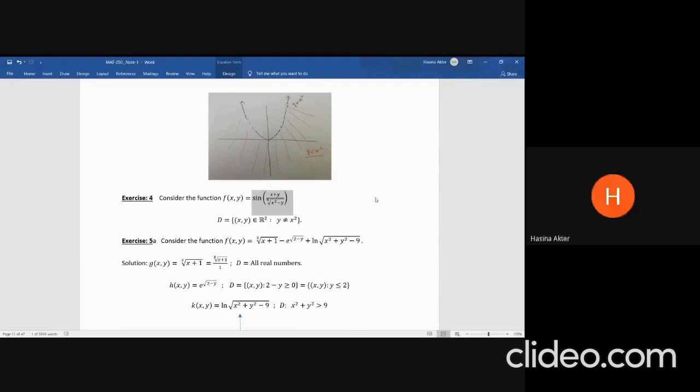Not all real numbers. Everything from the xy plane. The xy plane is not a number. The xy plane is an ordered pair. Remember, 2-dimensional. When you say number, you mean 1-dimensional. The domain must be 2-dimensional, so you should be careful about what you are saying. So we have everything of the xy plane except y equals x squared, except the line which is given by the equation y equals x squared.